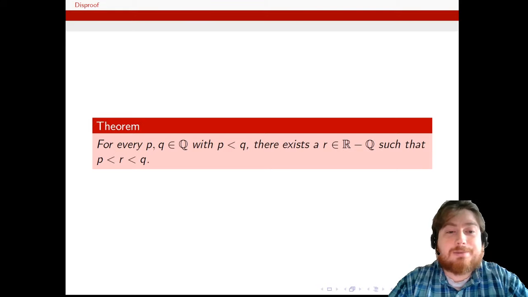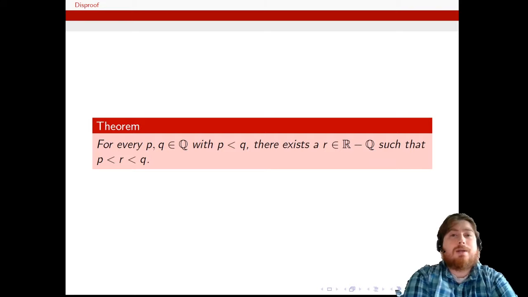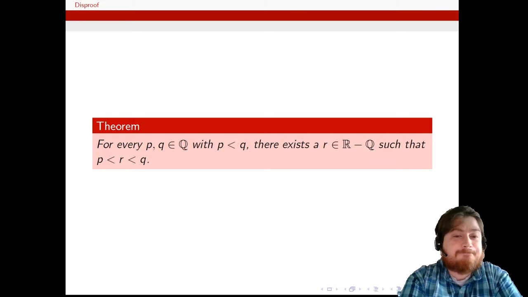Well, here's a true one. For every p and q in the rationals, if p is less than q, there exists an r in the reals, not in the rationals, such that p is less than r is less than q. So what we're saying here is that between any two rational numbers, I can always find an irrational number. I'm telling you that's true because I actually want to prove it. So how would I prove something like that?